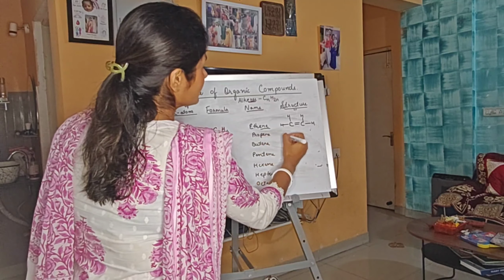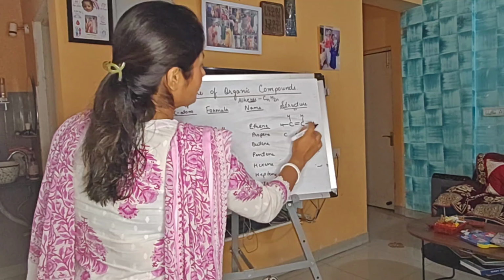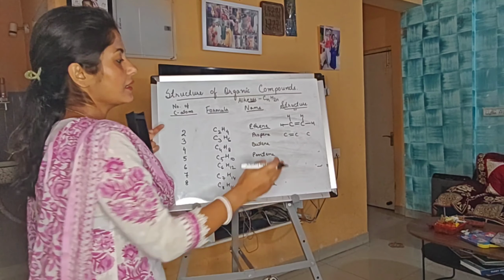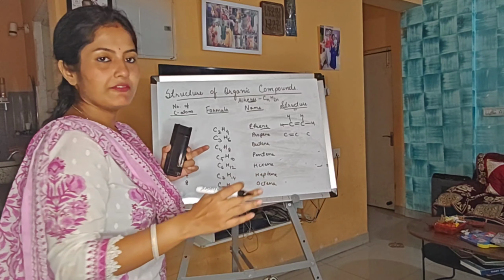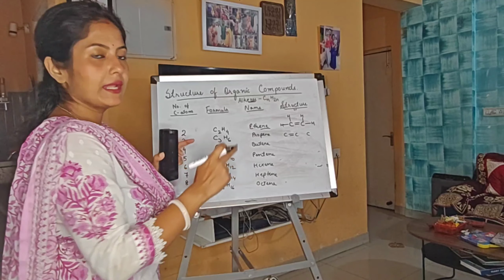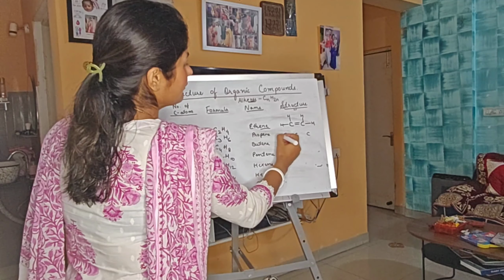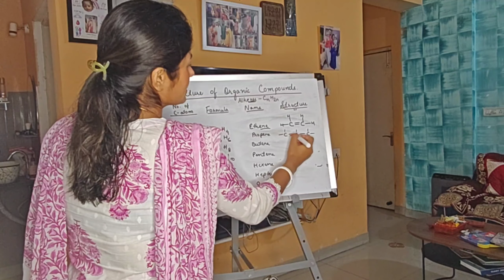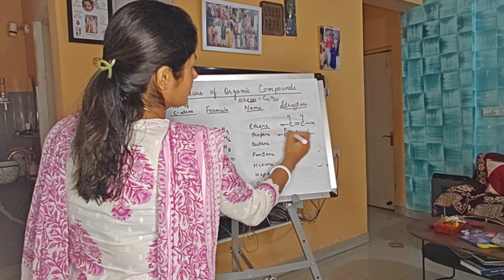Next for propene, just put 3 carbon atoms and put a double bond between the carbon atoms. Until and unless the position of the double bond is specified, we will always put the double bond between carbon number 1 and 2. Now make up the valencies of all the carbon atoms by substituting with hydrogen.